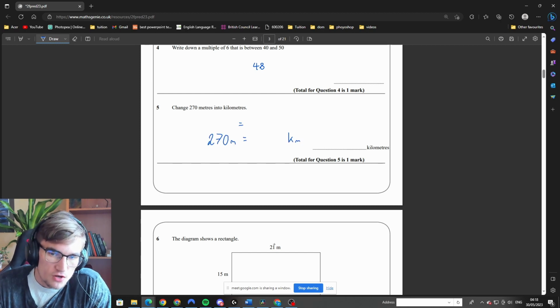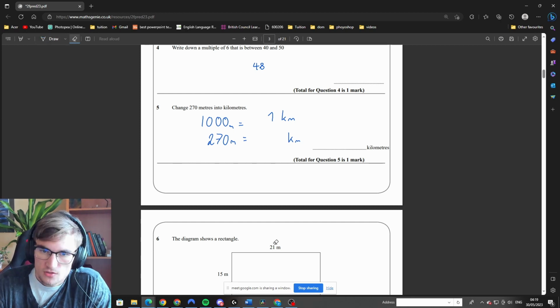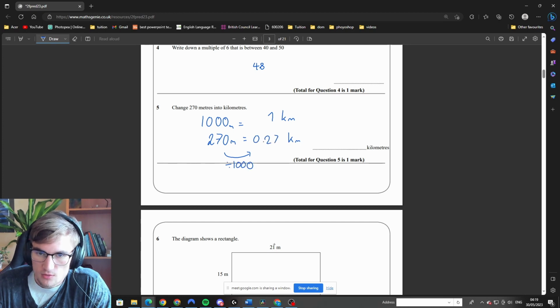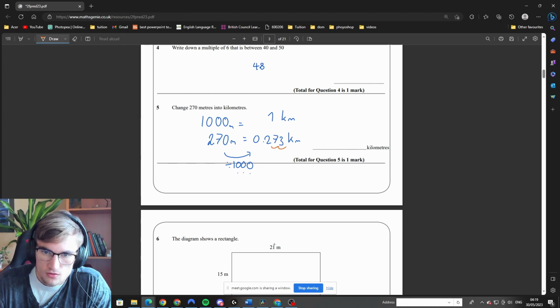How many meters are there in 1 kilometer? So 1,000 meters give me 1 kilometer. So how much would 270 be? So let's do the same with the bottom one. I'm dividing by 1,000 because I need to move the decimal place by 3 places, right? Because it's 3 zeros. So 1, 2, 3.